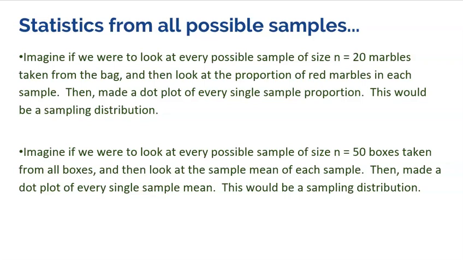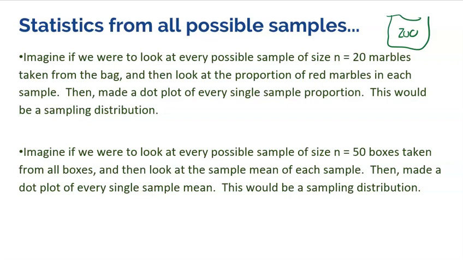So let's try to put this on a small scale. Let's say we had a bag, and that bag only had 200 marbles in it, as opposed to the billions of Skittles that are probably out there. So you've got 200 marbles in the bag, and think about how many different samples of 20 there are.